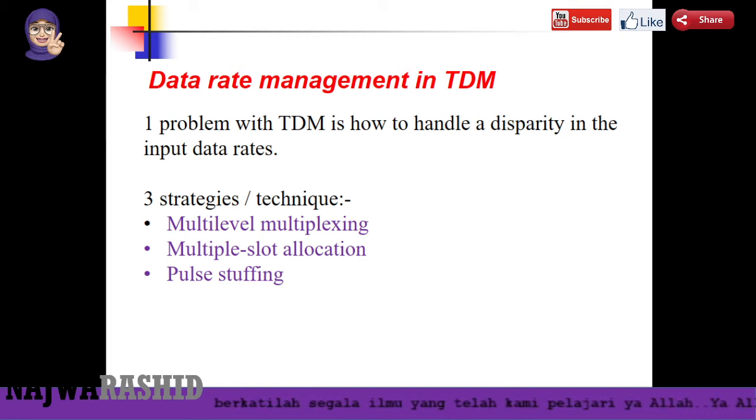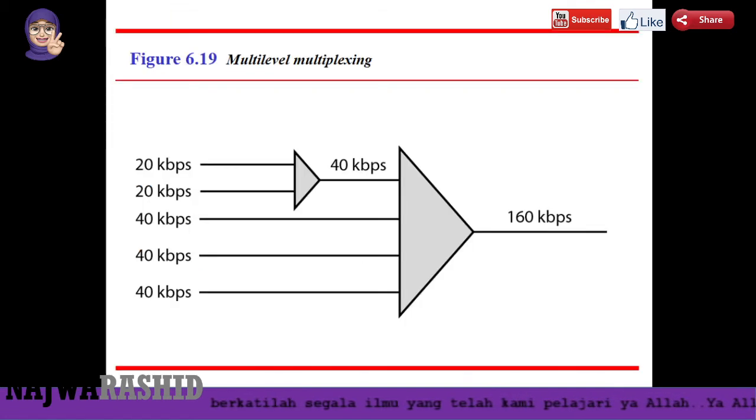Okay, for this part, we have 3 techniques that we can use. The first one, we can have multi-level multiplexing. Okay, we have multiple levels in order to do the multiplexing. The second technique, we can use multiple slot allocation. And the third one, we can use the pulse stuffing technique.